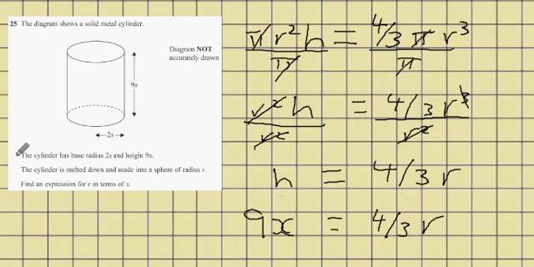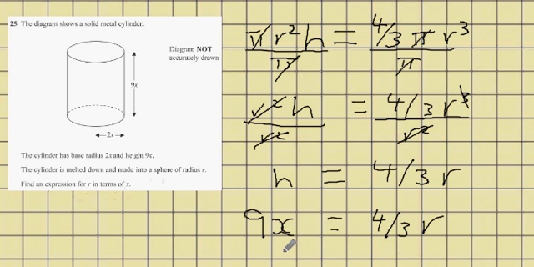We're not told what r is, and if you read the question again, it says the cylinder is melted down and made into a sphere of radius r. So it doesn't say of radius 3 centimeters or something. It says of radius r. So you're not told the radius. It says you can find an expression for r in terms of x. So you can just leave it as r. You don't need to find the exact answer. You are told that it has to be in terms of x. So that just means to get x on one side by itself.